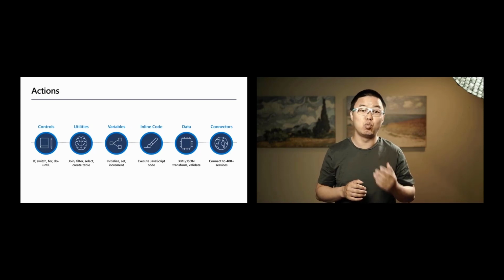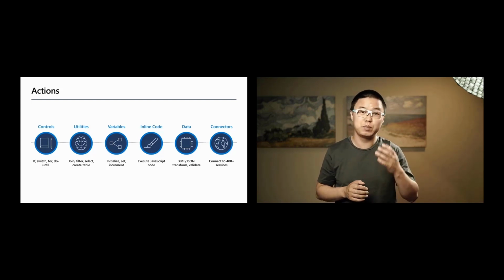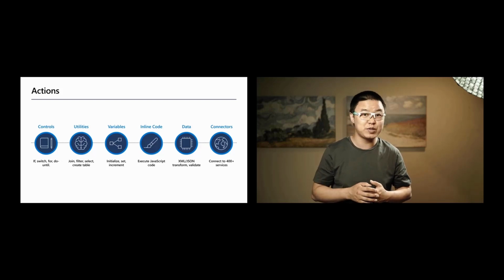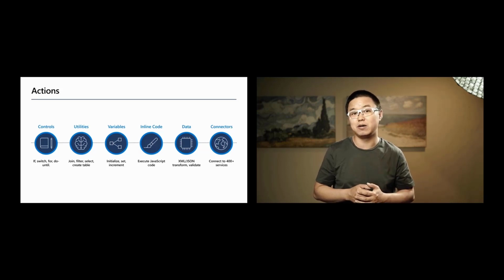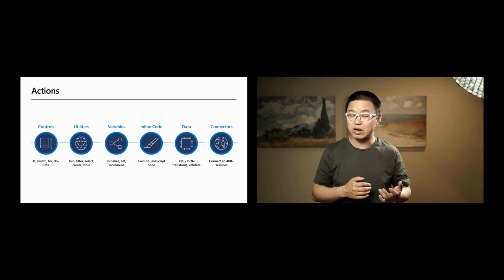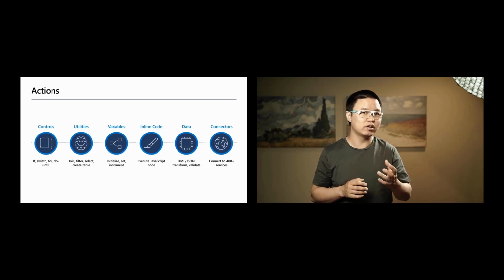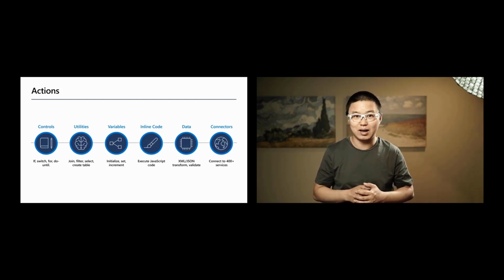After the trigger, you can add one or many actions. There are control flow actions, such as if-else condition, switch case, for loop, and do until loop. There are utility functions to help you join an array, filter or select some object, or to create a table so you can format it as an HTML and send it via email. There are variable actions to allow you to initialize, increment, decrement, or append to variables. You can use inline code to write JavaScript code inline for some more complex data processing. It is great for regular expression or array manipulations and alike.